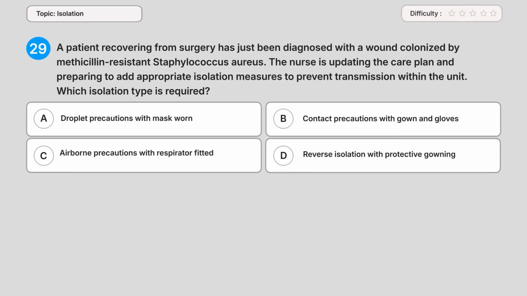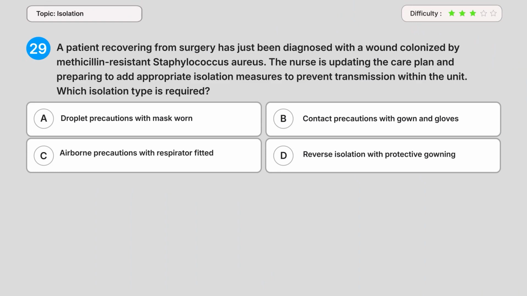Question 29. A patient recovering from surgery has just been diagnosed with a wound colonized by methicillin-resistant Staphylococcus aureus. The nurse is updating the care plan and preparing to add appropriate isolation measures to prevent transmission within the unit. Which isolation type is required?